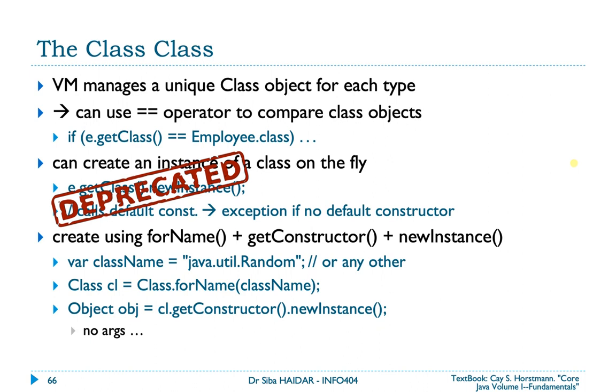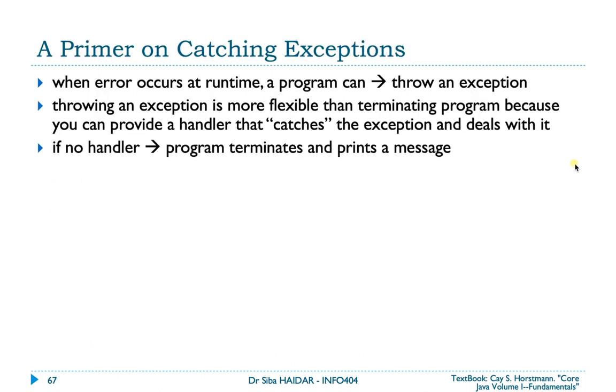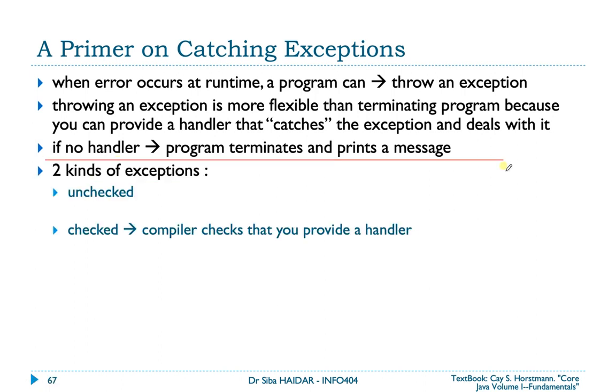So we introduced the Class and the getClass method, which is inside the Object class. But as a primer on catching exceptions, as a recall, you know that when errors occur at runtime, a program can throw an exception, like ClassCastException, NullPointerException, etc. So throwing an exception is more flexible than terminating a program because you can provide a handler that catches the exception and deals with it. If there is no handler, the program then terminates and prints a message.